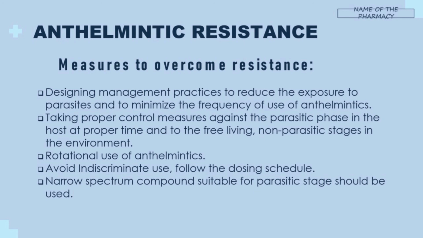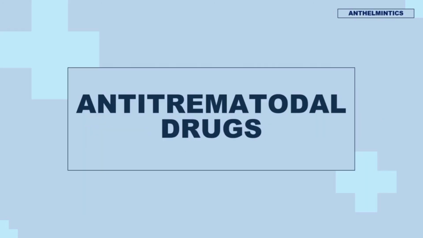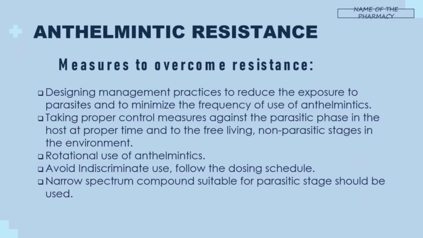Approaches to overcome resistance include developing management practices to prevent parasite exposure and the usage of anthelmintics as little as possible. Taking suitable control measures against the parasitic phase in the host and the free-living, non-parasitic stages in the environment at the appropriate time. Anthelmintics should be used on a rotating basis. Follow the dose plan and avoid indiscriminate use. A parasitic stage appropriate narrow spectrum compound should be used.